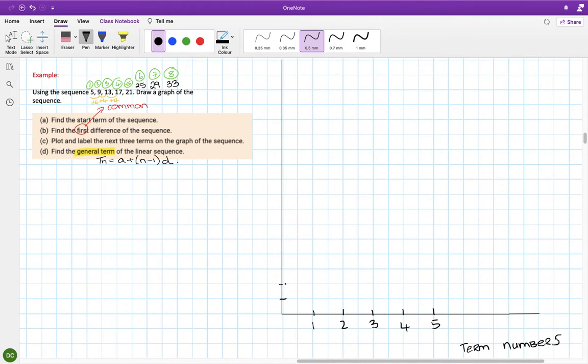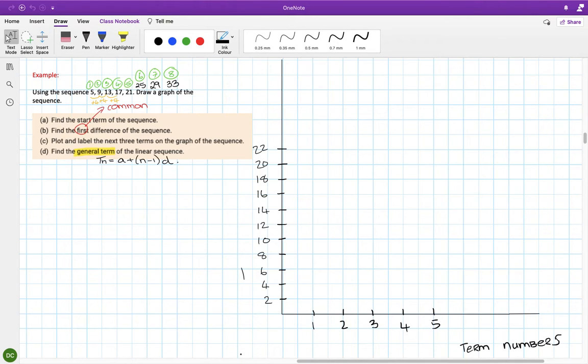Right, 2, 4, 6, 8, 10, 12, 14, 16, 18, 20, 22. Okay, and these are my, oh, sorry, I forgot to put the numbers in. So 2, 4, 6, 8, 10, 12, 14, 16, 18, 20, 22. And these are term values.